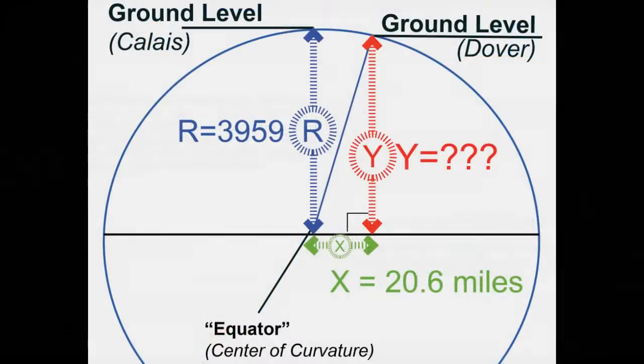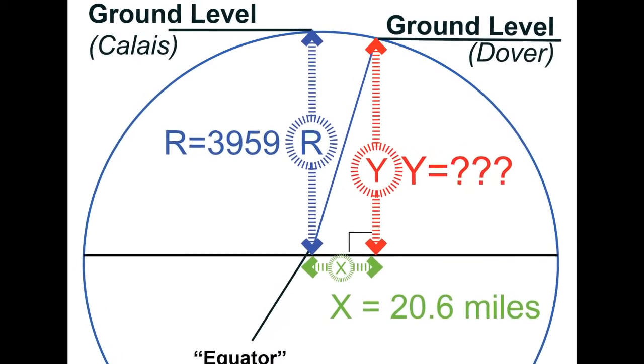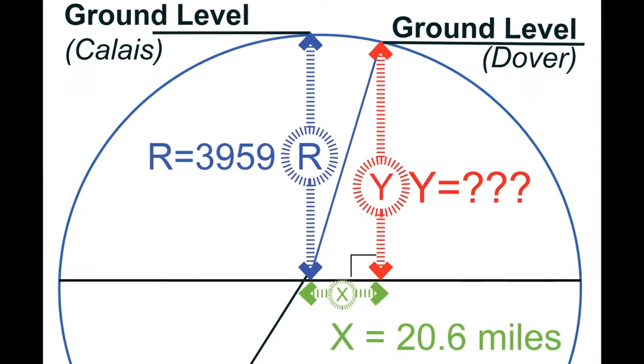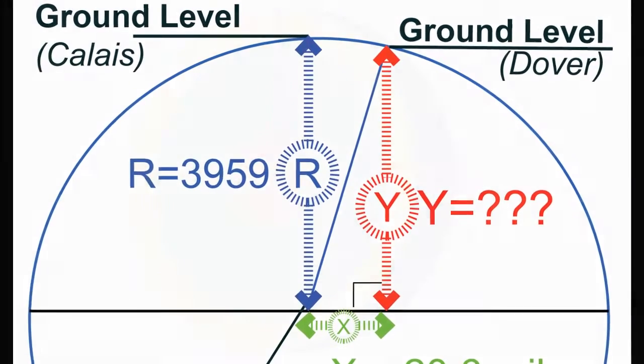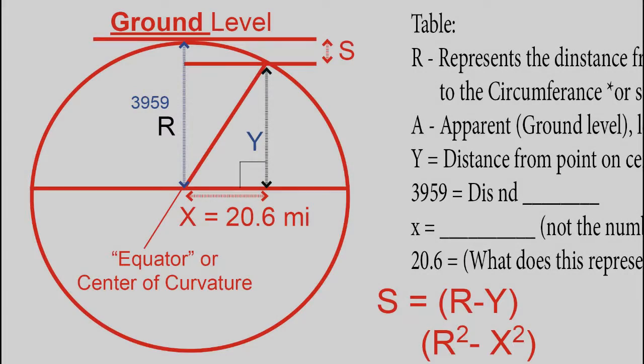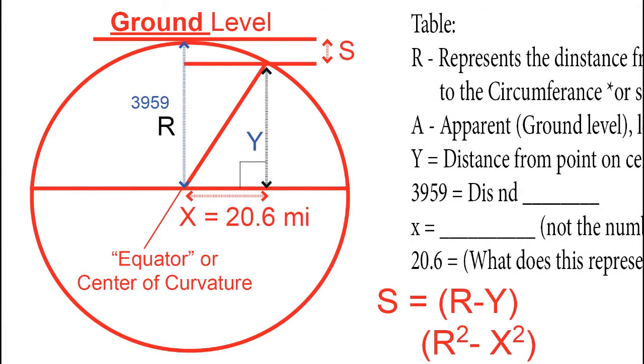So R in this diagram represents the distance from the center of the Earth to the circumference or sea level at any point. I should mention that we are looking at a cross-section of the Earth, or in other words, we've cut the globe in half and we're looking at sort of the center of the Earth, not looking at a curve of the Earth when we're doing these calculations. The ground level of an observer is represented by the line at the top. Y equals distance from the point on the center latitude, which is representing the 20.6 miles between Dover and Calais.